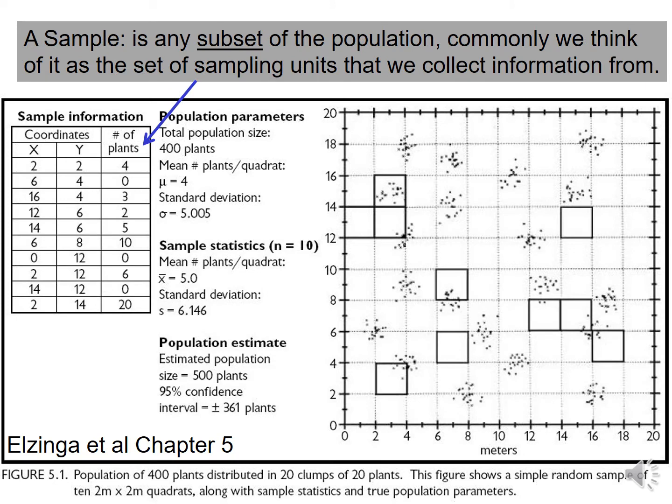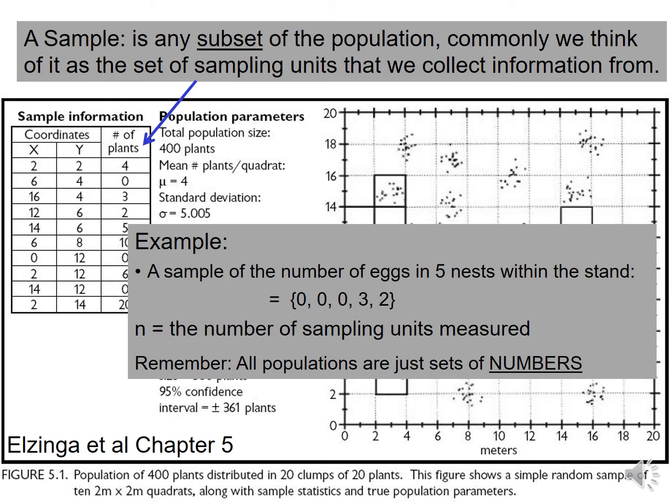The universal set has a specific relationship to our sample, which represents the sampling units we actually collect information about. This could mean that we count the number of eggs in 5 nests within a stand. Then these 5 nests would represent our first statistic, or little n, which is the number of sampling units actually measured.